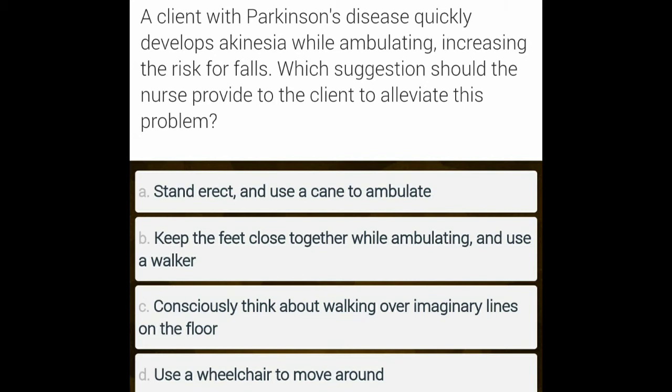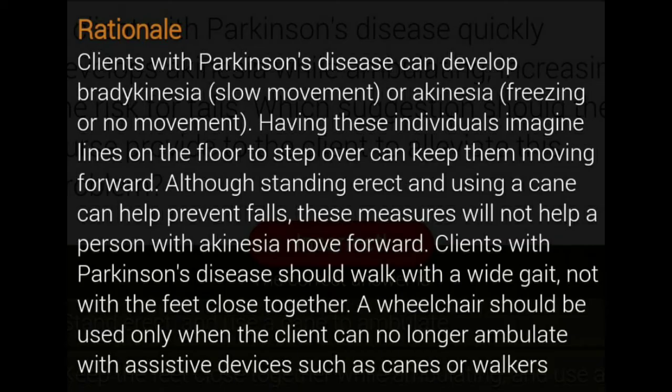Third option, consciously think about walking over the imaginary line on the floor. That should be our answer, C. We can go to the rationale. Clients with Parkinson's disease can develop bradykinesia or akinesia. Having these individuals imagine lines on the floor to step over can keep them moving forward.